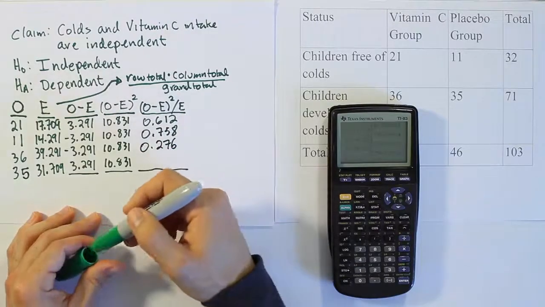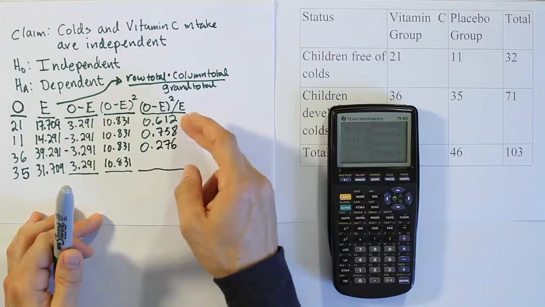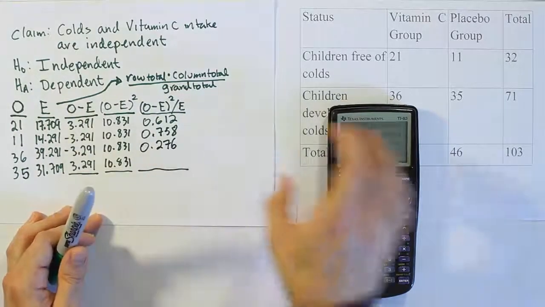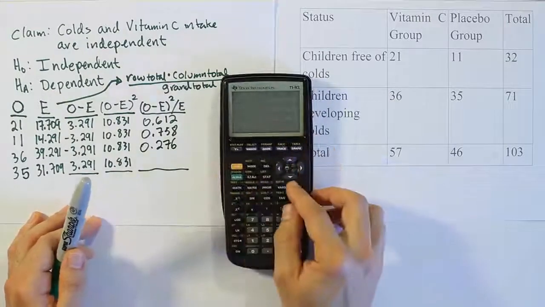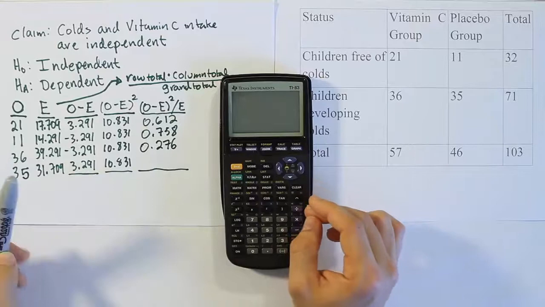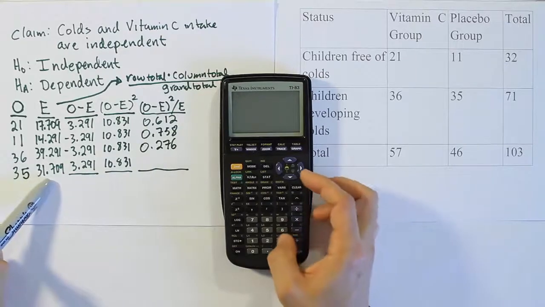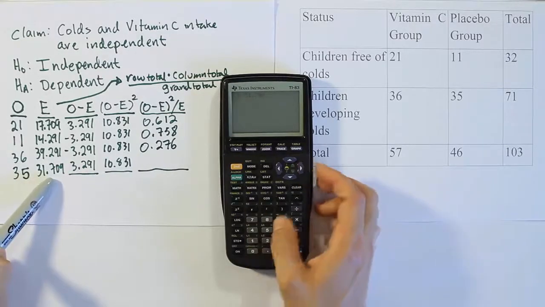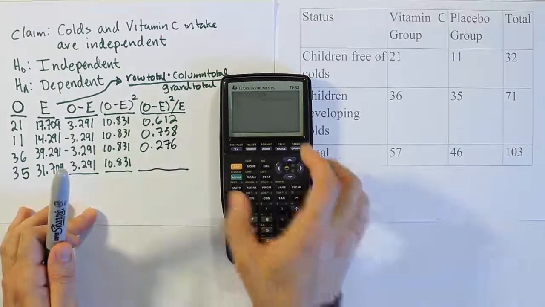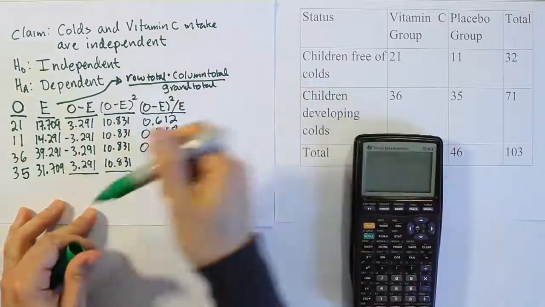So these aren't getting very large, and of course we're going to have to add them up at the end, and so our test stat's probably not going to be very large. All right, let's finish up our last one. We're going to do 10.831 divided by 31.709. When we're done, we get 0.342.